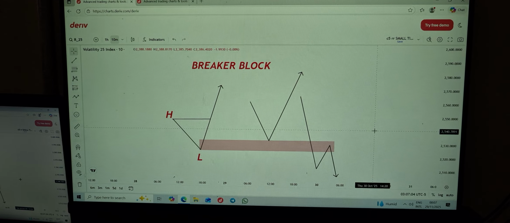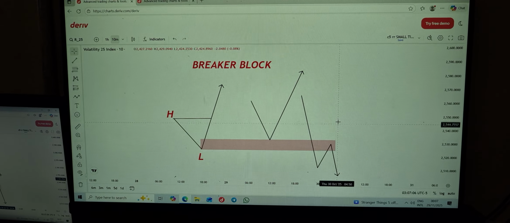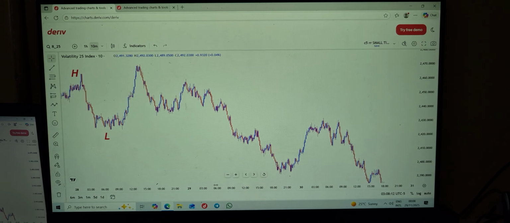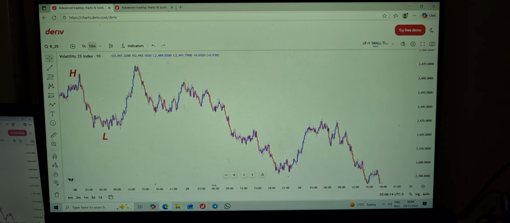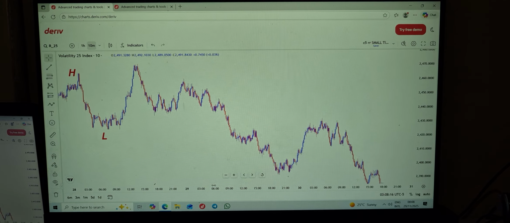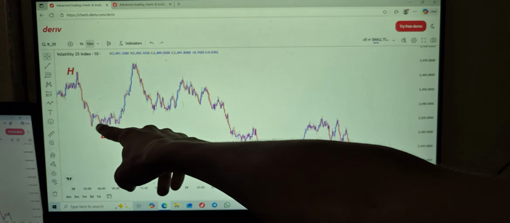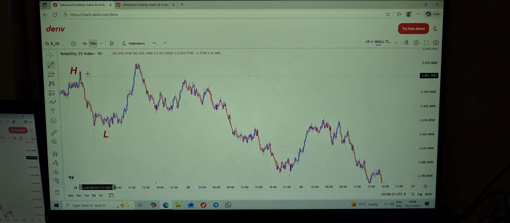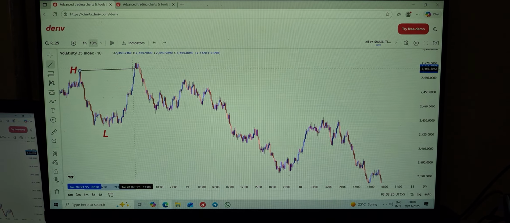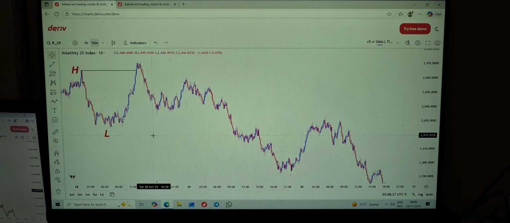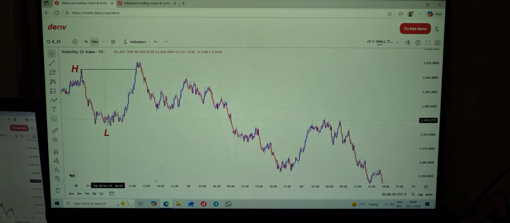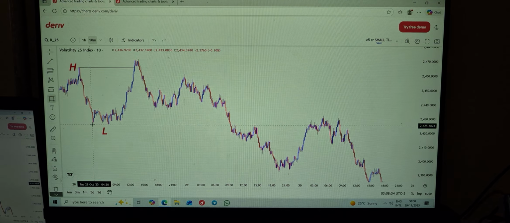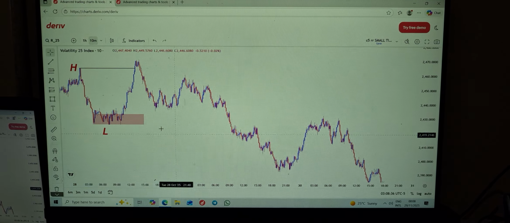So let's quickly go into a real life chart to see how you can identify it. Okay, now let's see how a breaker block can be described on a real life chart. We can see there's a high, there's a low right there. Then we see this bar that moves above and closes above that high. So what usually happens is that we say the low that created the breaking market structure becomes the demand.